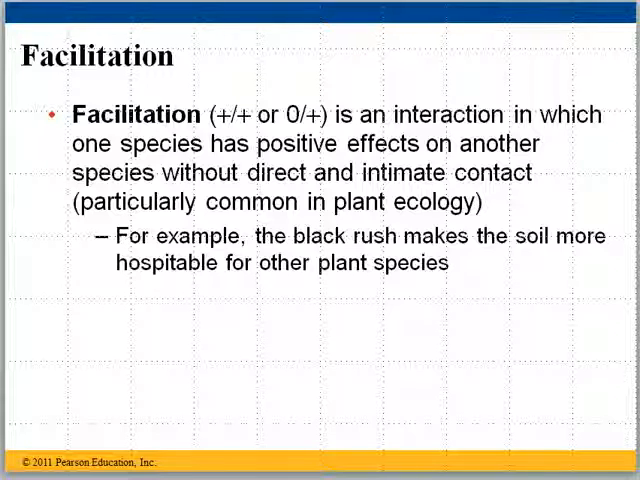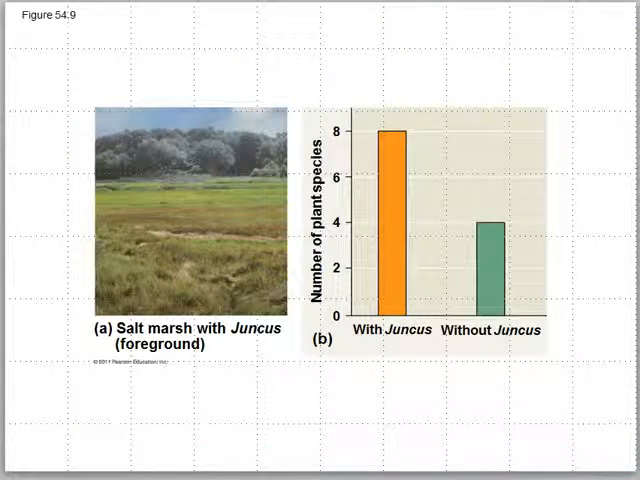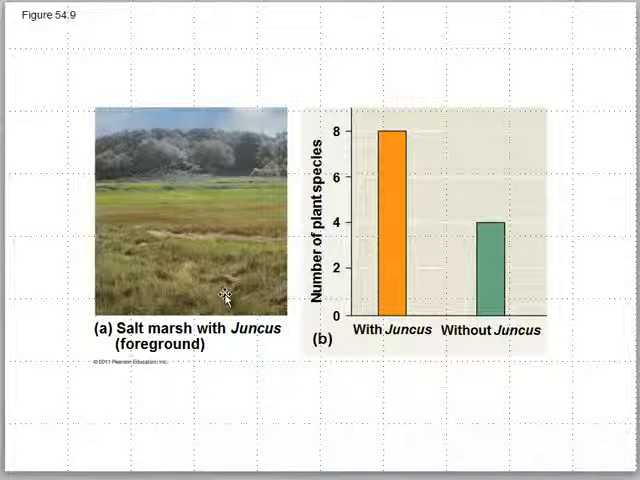For example, in the book they talk about this black rush, which is a type of plant, that makes the soil more hospitable for other plant species, and they even show a graph here. So they show that the salt marsh with the Juncus, this particular type of grass in the foreground here, and they show that with and without the Juncus the number of plant species change. So for some reason this salt marsh plant has a positive effect on the number of other species that can live in the area. Perhaps it slowly modifies the soil or breaks apart portions of the soil or does something to the soil that allows for the release of certain nutrients.